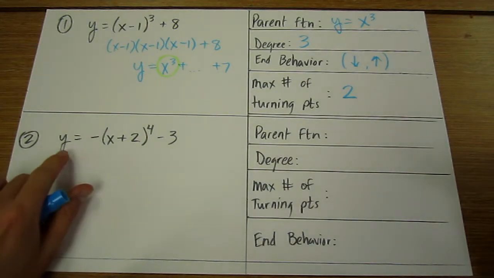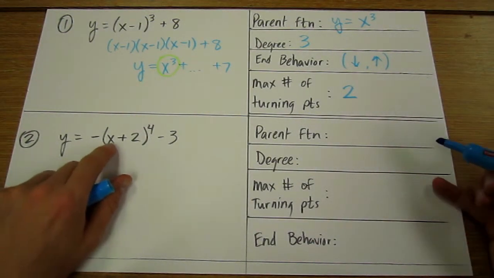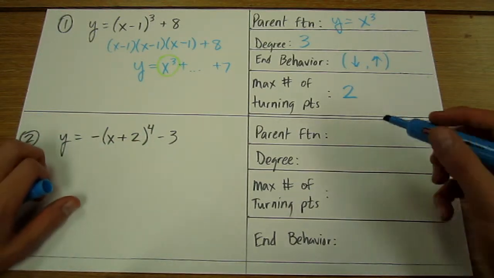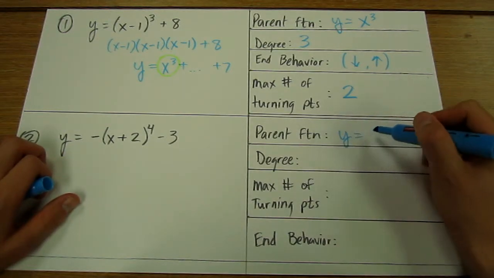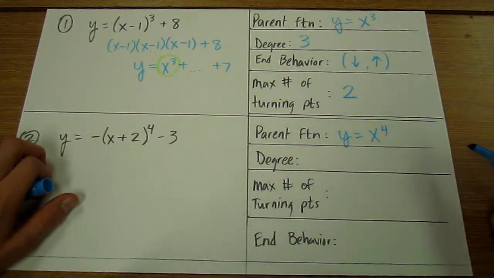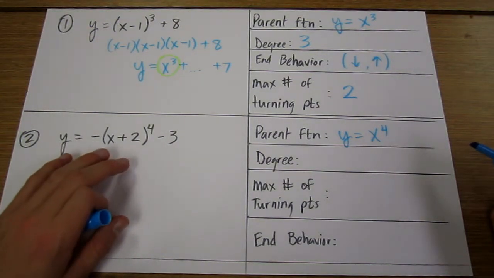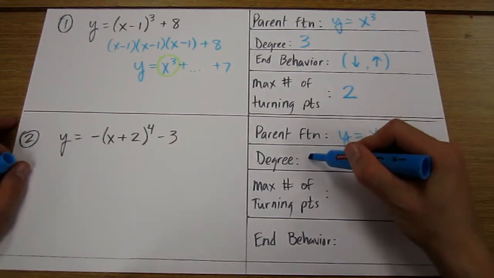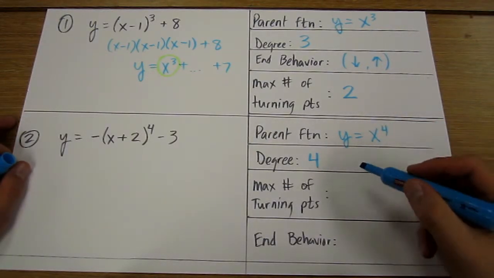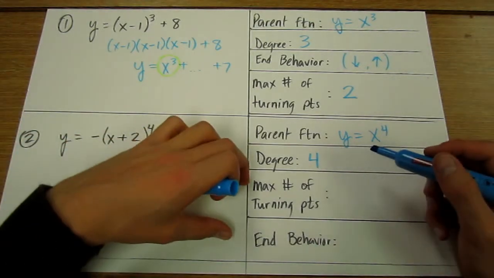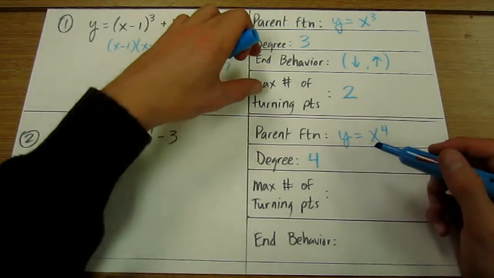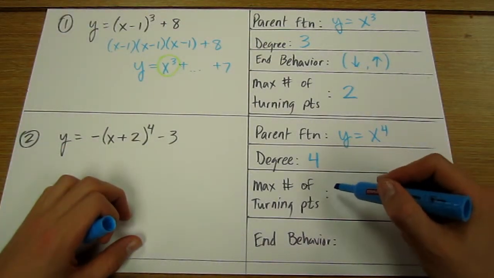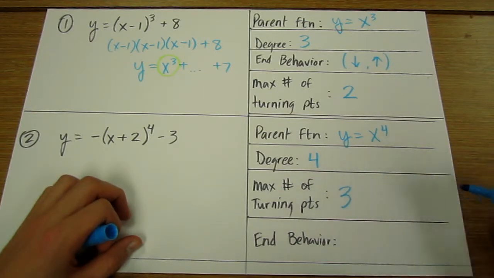For number 2, if we have y equals negative and then x plus 2 in parentheses to the fourth power minus 3, if we were to expand that all out, our parent function will be y equals x to the fourth. Just doing the math and figuring that out, our degree is going to be 4. The maximum number of turning points, and sorry, in the notes these were switched around for the rest of them. Actually, the first one was switched around. But in the notes, we have maximum number of turning points is next. That is going to be 3.